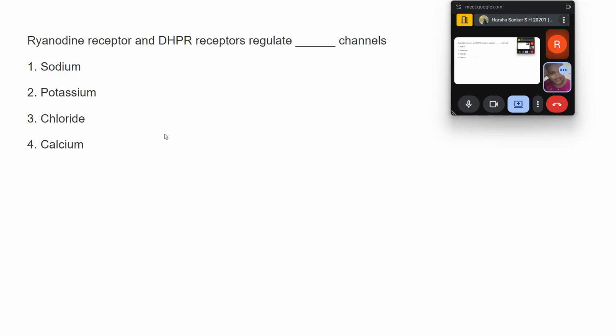Last question. Ryanodine receptor and DHPR, dihydropyridine receptors, regulate dash channels: sodium, potassium, chloride, or calcium. This we started learning from second week onwards in the skeletal system, then in the neural system. Calcium, they are calcium channels. Correct answer is calcium.